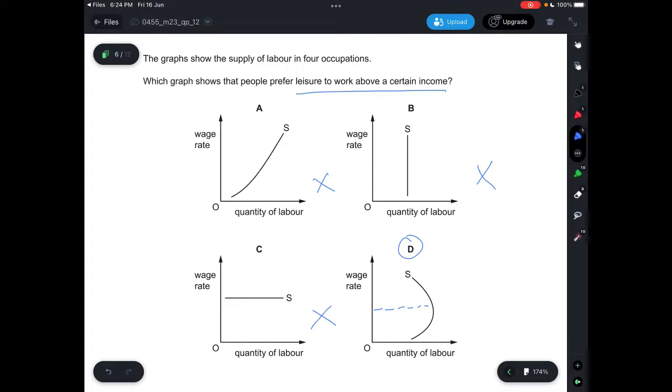But D, though, when there's an increase in income above a certain income, there's a decrease in quantity. That's why for this one, people prefer leisure to work above a certain income. So answer is D.